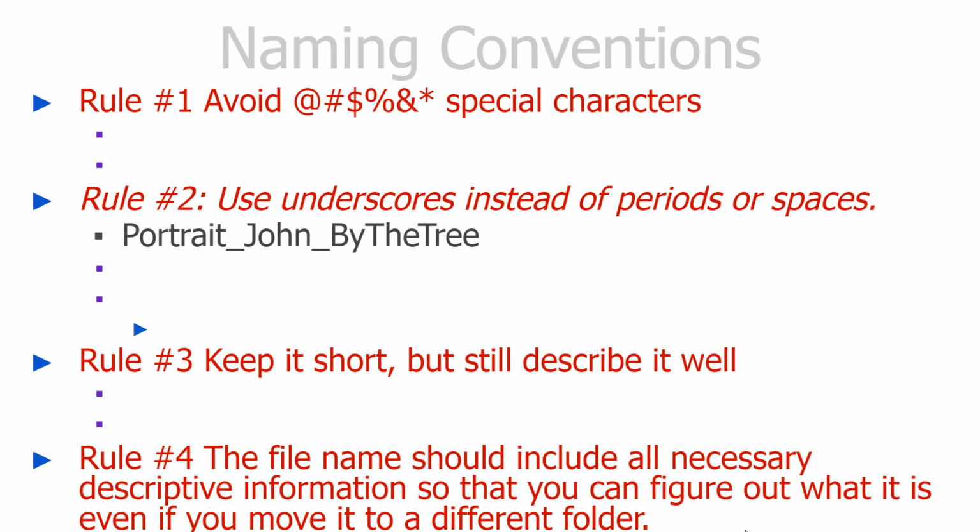All right, rule number 4, the file name should include all necessary descriptive information so that you can figure out what it is, even if you move it to a different folder. So for example, it's nice if you tell us if this is for English or if it's for Spanish, right? If you just put worksheet 1, okay, well, is it worksheet 1 for Spanish or worksheet 1 for English, right? So you have to put enough information. If it's like a war photo of Steve, well, what if Steve was in Afghanistan and Iraq? So you have to put enough descriptive information.